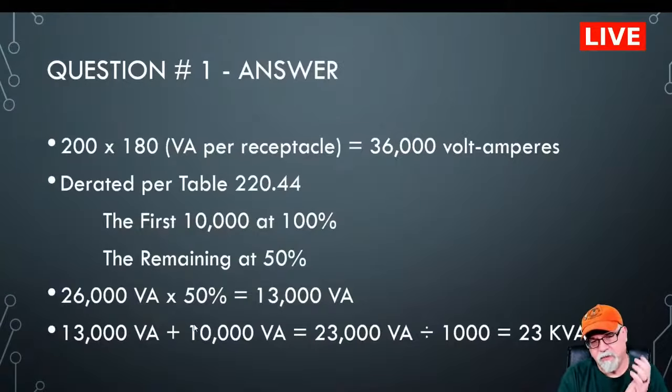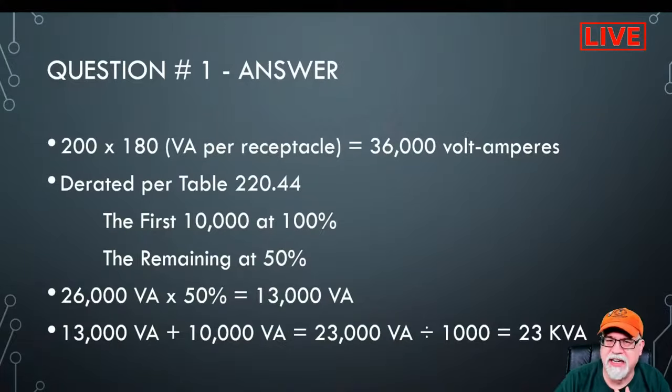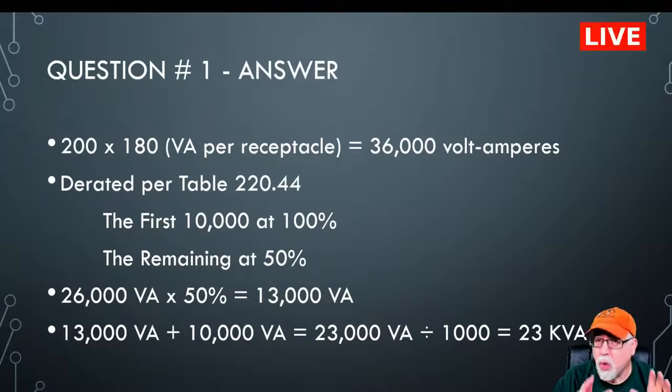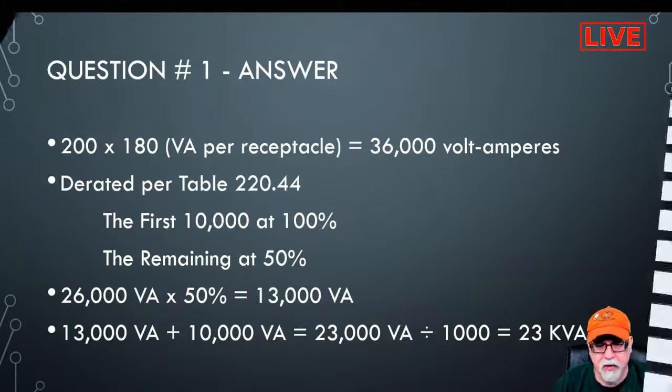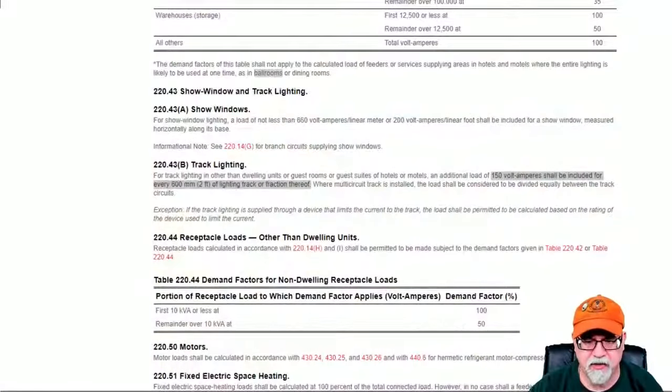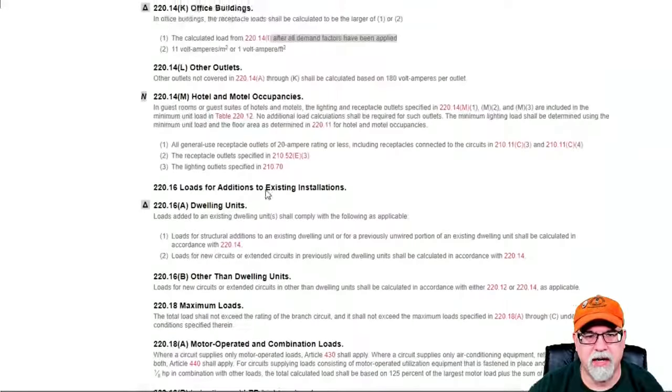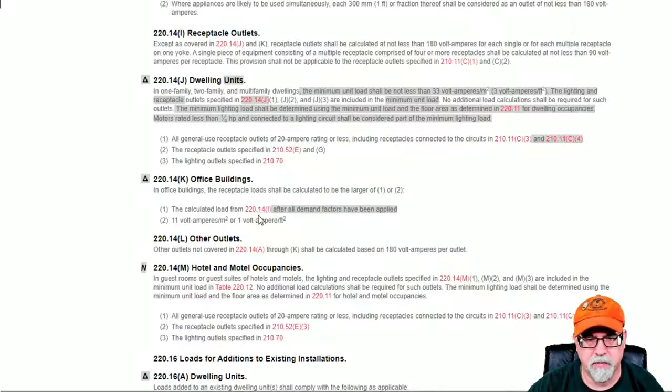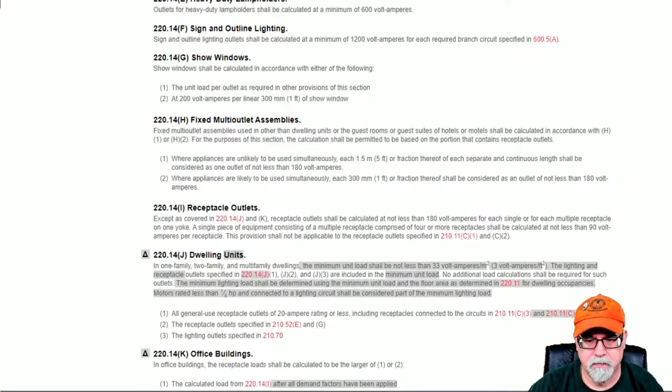All right, so first things first, now we'll look at the code so we can get a better grip of it here. We know there's 200 receptacles. Now you see this 180. Now that is 180 VA per strap. So before we even start dissecting this, we need to know where that comes from. So let's go to the National Electrical Code and look at it and see what it is that we're dealing with. And let's go all the way up here to receptacles.